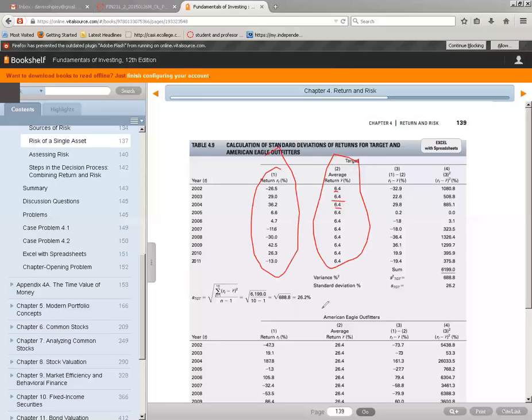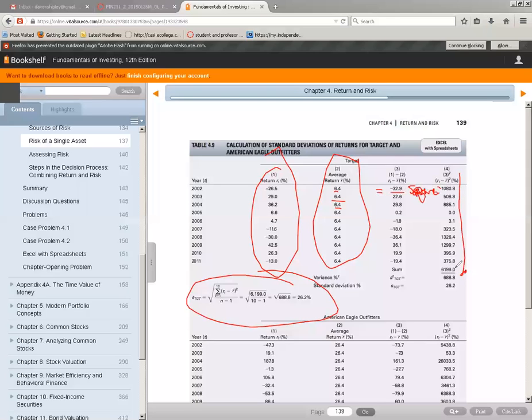How do we calculate standard deviation? Here's the actual equation right here. But the bottom line is we take the difference of these two. So we take negative 26.5 in this case minus 6.4. That equals negative 32.9. And then we square that result. All right, so we square the difference between the two, and that gives us this number over here. Okay, and we've got to be able to get this column over here because we have to add them all up.